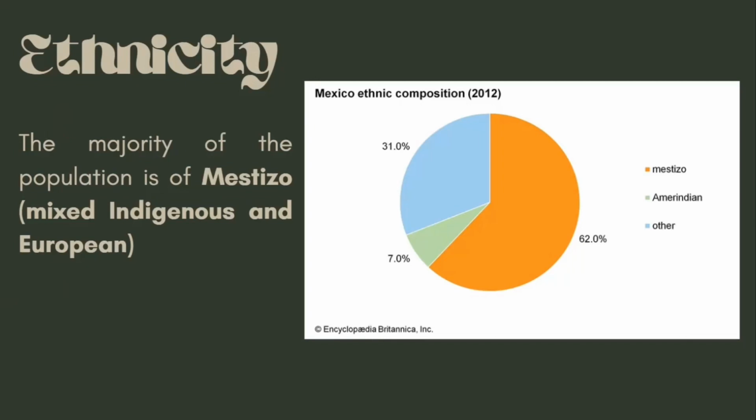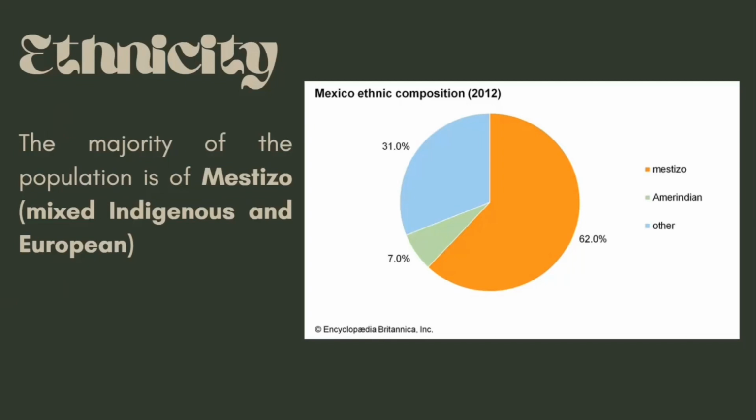Now, why? This is due to the history of colonization and conquest in Mexico, which began with the arrival of Spanish explorers in the early 16th century. When the Spanish arrived, they quickly established a colonial presence in Mexico, subjugating and of course exploiting the indigenous populations that they encountered. This led to a period of forced labor, religious conversions, and cultural assimilation, as well as a significant loss of life due to disease and violence that was brought by the Spanish when they arrived in Mexico.